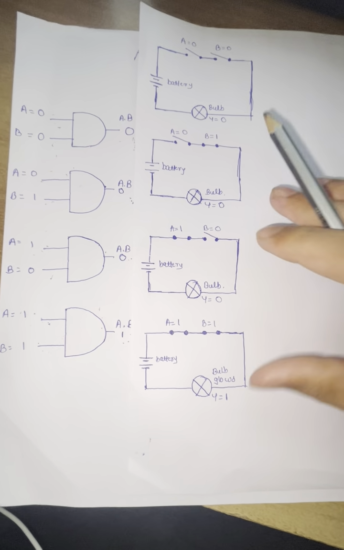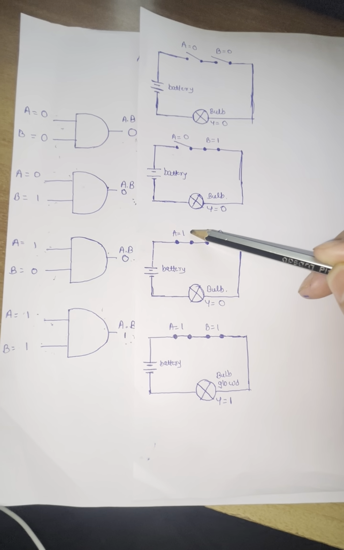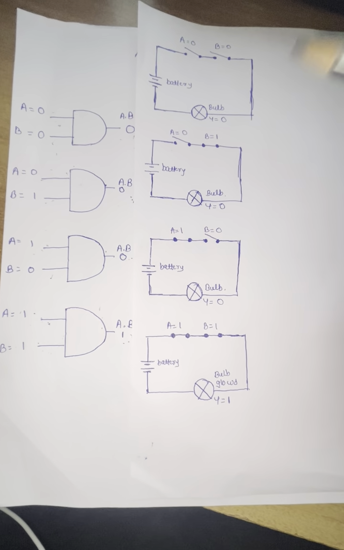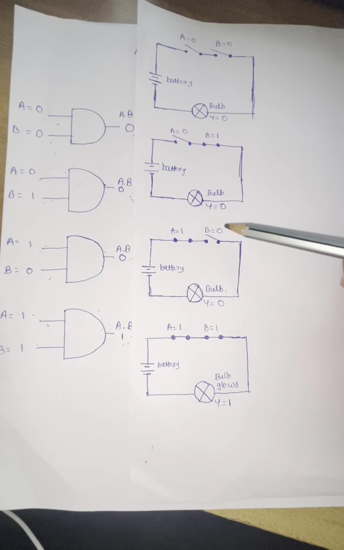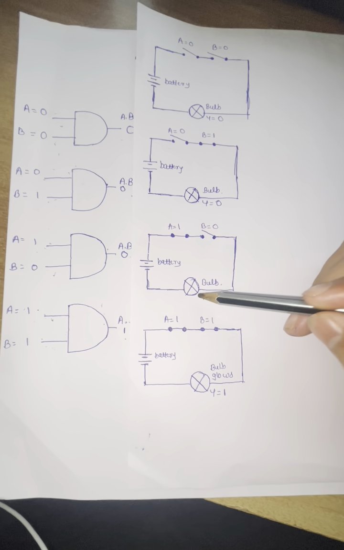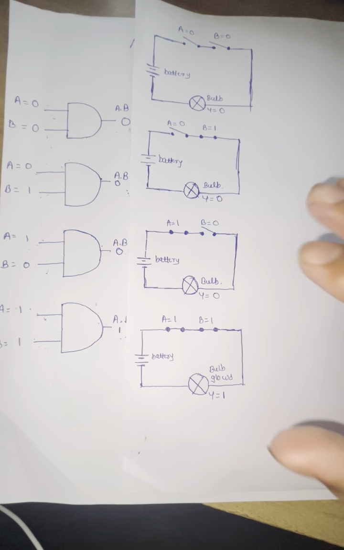In the third case, the first switch is closed or A is equal to 1 and the second switch is open and B is equal to 0 and the output Y is equal to 0. Again here the bulb does not glow.